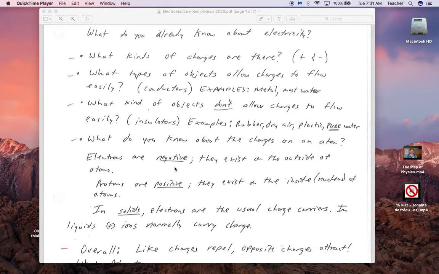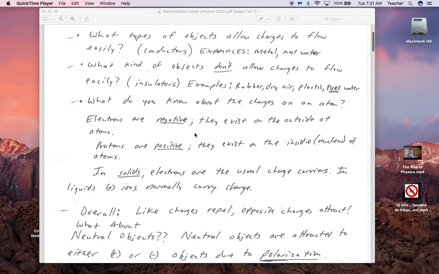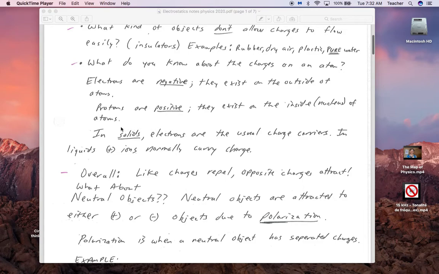Things you should know about charges related to chemistry. Electrons are negative, they exist on the outside of atoms. Protons, positive, exist on the inside or in the nucleus of atoms. So it's much easier to gain or lose electrons that are on the outside of atoms than it is to gain or lose protons, which are basically the whole atom itself. So in solids, electrons are usually the charge carriers. In liquids, often positive charges can be the charge carriers. Or plasma, which is what the sun's made of, also positive charge carriers. But for us, most of the time we're going to think of electrons as being the charge carriers.